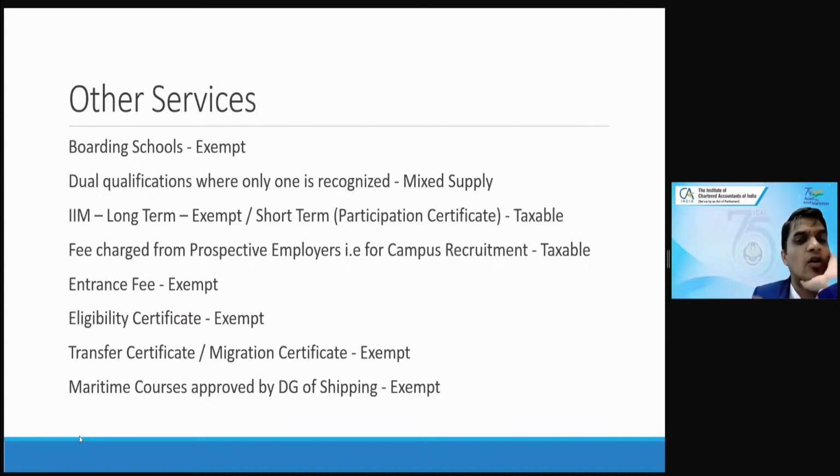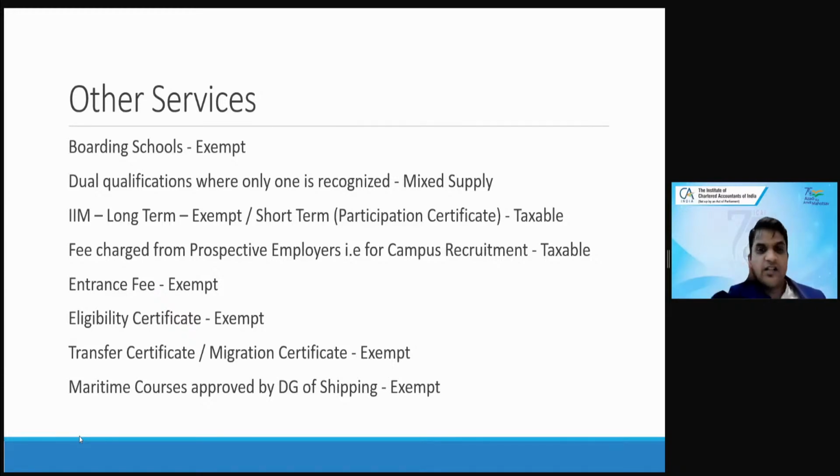Then any IIM long-term courses will be exempt, but any short-term courses, like a weekly plan or a weekend plan, where they take up some specific topics on which you have to pay charges, give a participation certificate. That is taxable, not exempted.